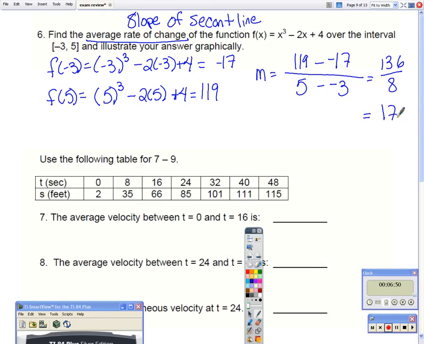So to draw a sketch of that, I would use my calculator to find out what x to the third minus 2x plus 4 looks like. It looks something like this. F of -3 is about here, and f of 5 would be way up really high at 119. So then to draw my secant line, I have to connect those 2 points. And the slope of that red line is 17.